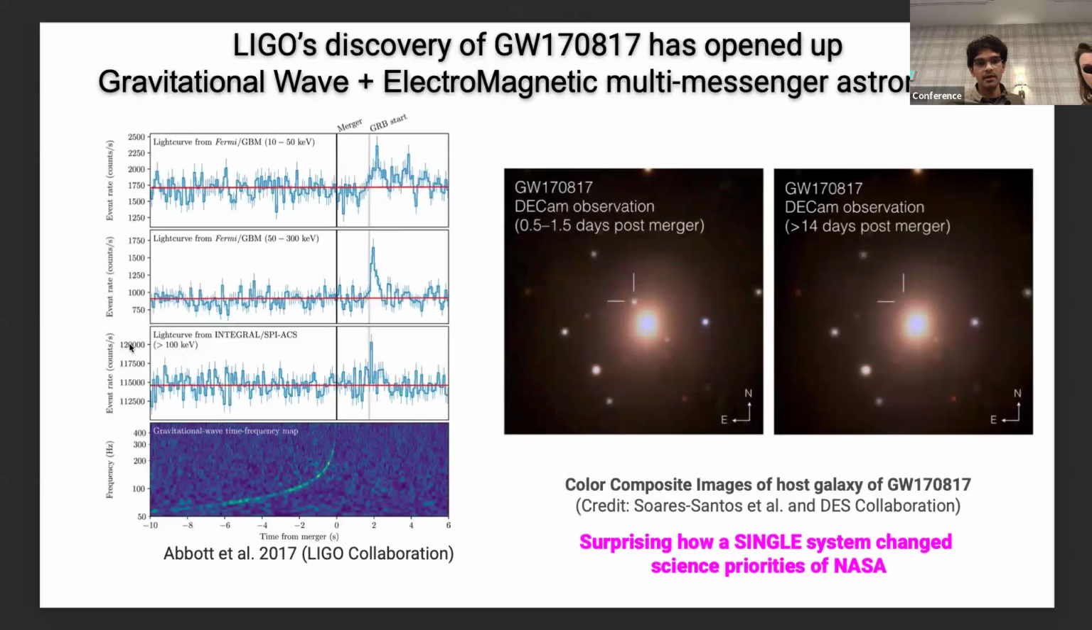I'm just going to start off by showing you GW170817. Of course, everybody has seen this slide way too many times, but I think it's really important to remind ourselves how a single source has changed priorities for NASA, and how the whole TDAMM community has been energized by this one event. So the power of a single event, you should not underestimate.